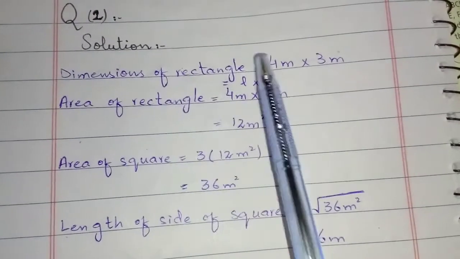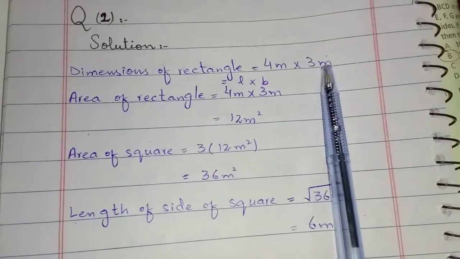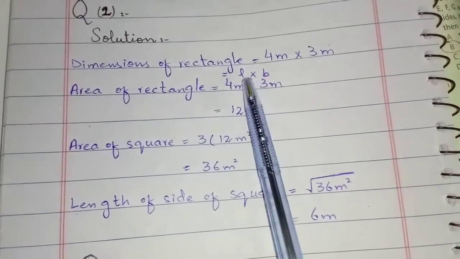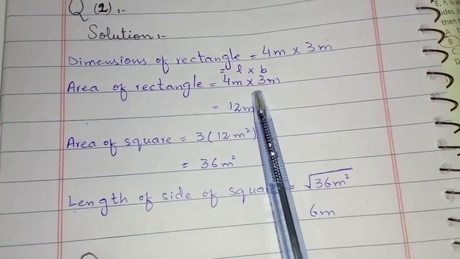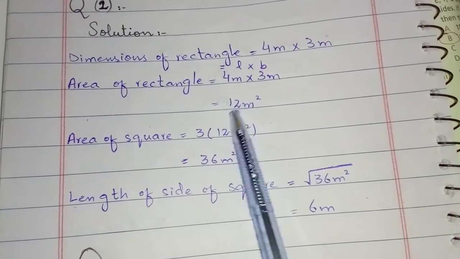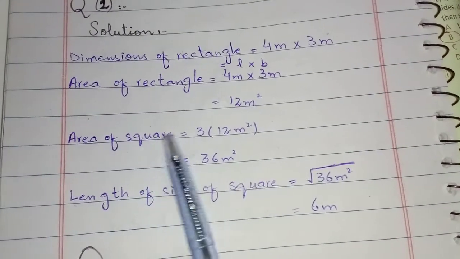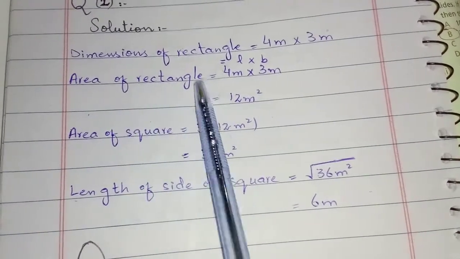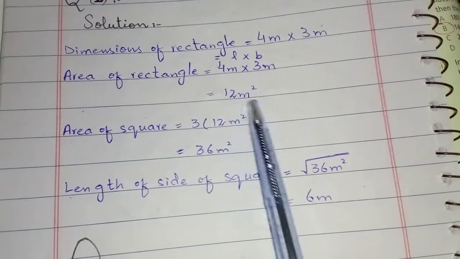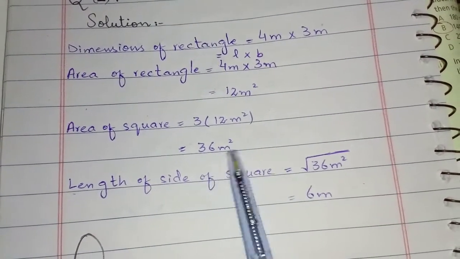So the dimensions of the rectangle are 4 meter multiplied by 3 meter, and area of rectangle is equal to length multiplied by breadth. So 4 meter multiplied by 3 meter is equal to 12 meter square. And the area of the square, as given in the question, is 3 times the area of the rectangle, and the area of the rectangle is 12 meter square, so that is equal to 36 meter square.